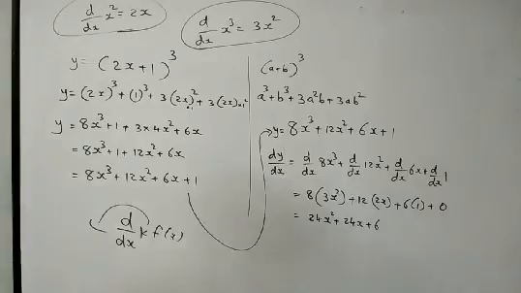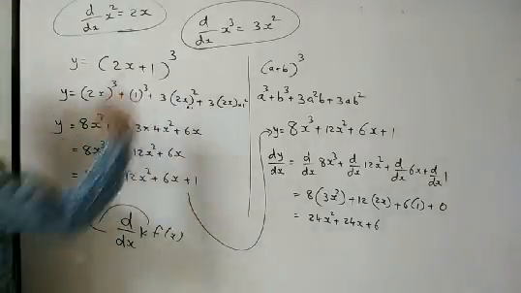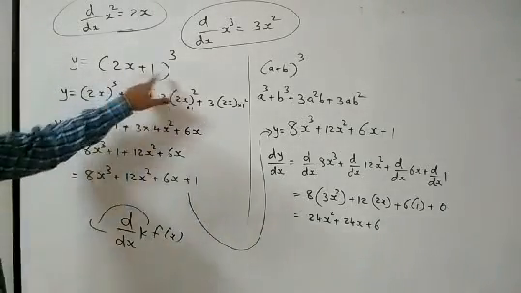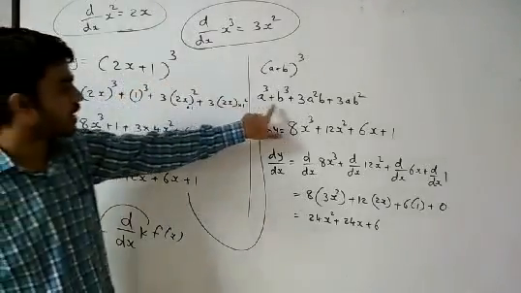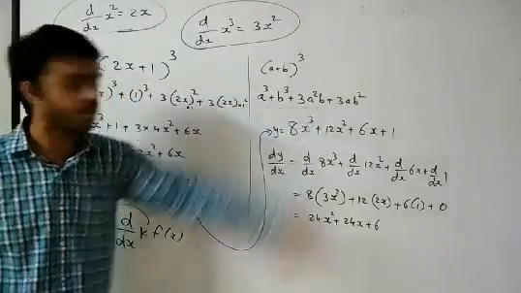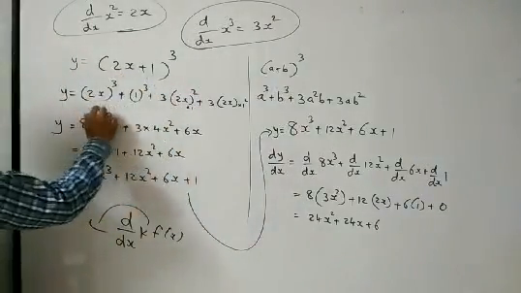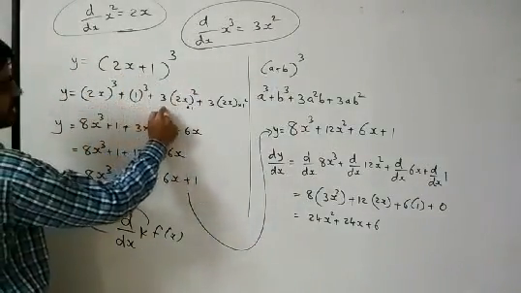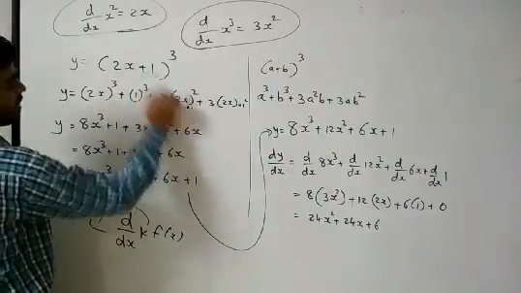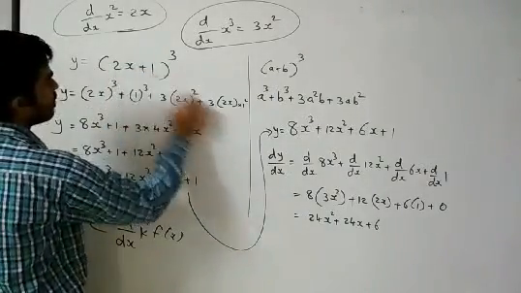I am telling from first how we have solved (2x + 1) whole cube. So (2x + 1) whole cube, that is (a + b) whole cube, a cube plus b cube plus 3a square b plus 3ab square. Now a cube we have done as (2x) whole cube plus b cube, so 1 cube plus 3 into a square into b plus 3 into a into b square.